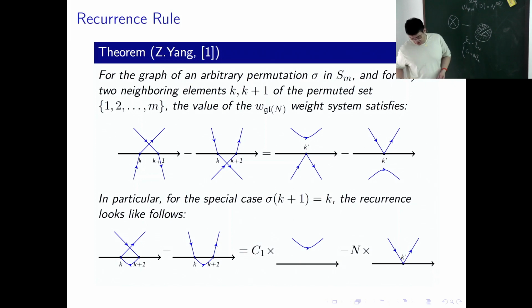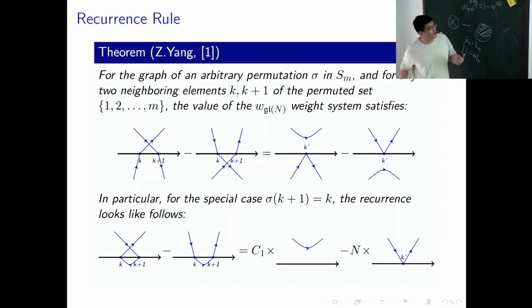And then we have this simple relation. It takes two neighboring vertices k and k plus 1. They just switch the places of these two vertices, and there you get two permutations with a lower number of permuted elements. And particularly if sigma(k plus 1) is k, then you get c_1 and n at the right.